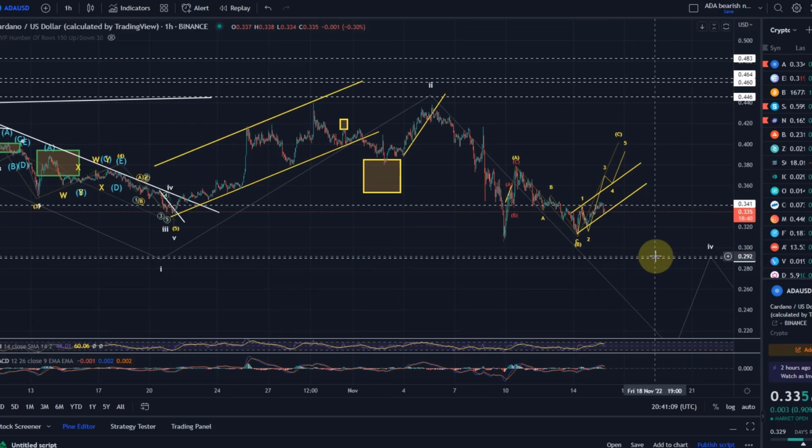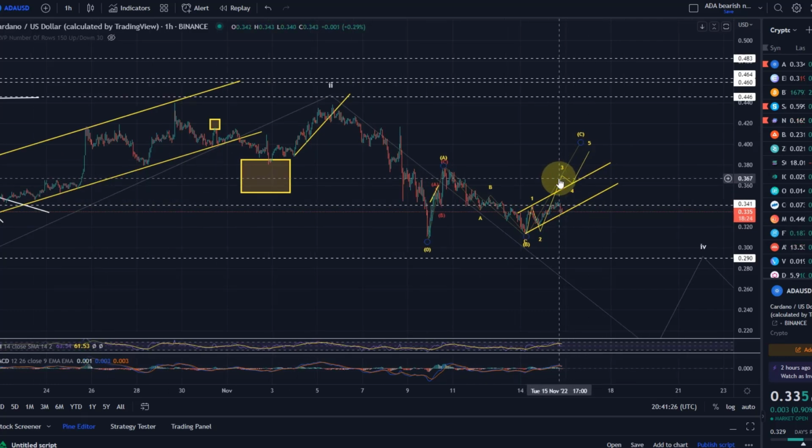First support is around 29 to 30 cents, so nothing has changed really. Again, evidence that we are really in this C wave, in my opinion, will be obtained when we get to that wave 3 target that I just mentioned.